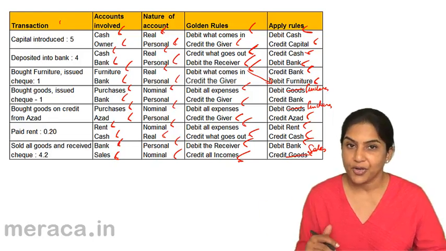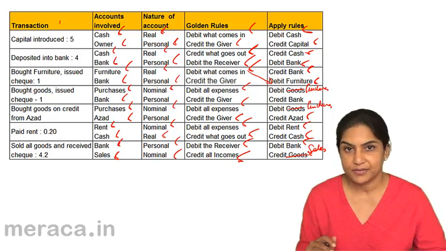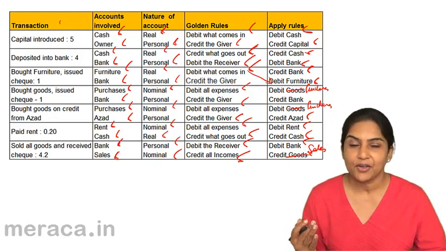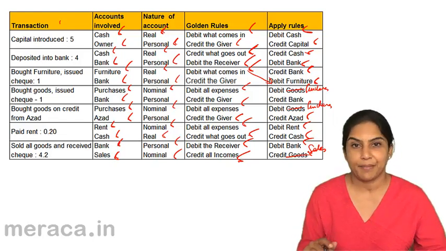In case of the accounting equation approach, increase in asset, you debit. Increase in expense, you debit. Decrease in liability and decrease in income, you debit. Decrease in asset, decrease in expense, you credit. Increase in liability, you credit. Increase in income, you credit.